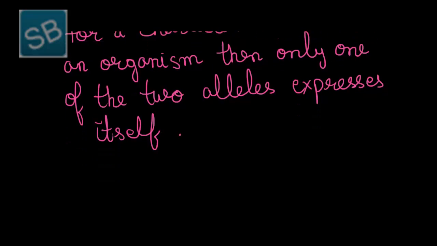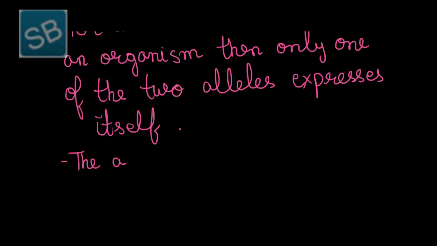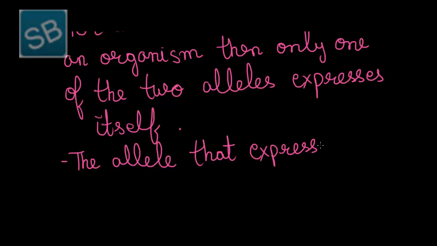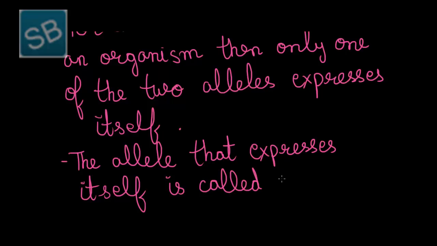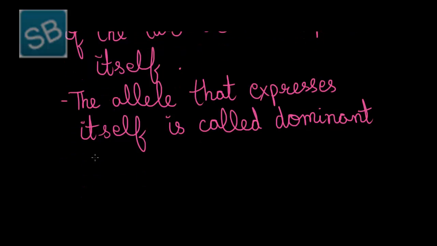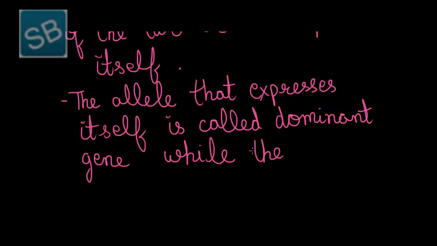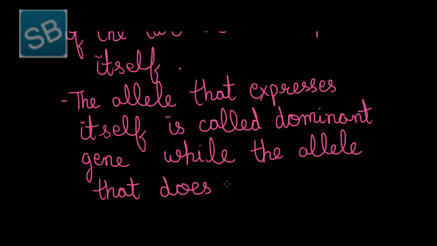And so the allele that expresses itself is called the dominant allele, or we can say the dominant gene, while the other allele that does not express itself is called the recessive gene.